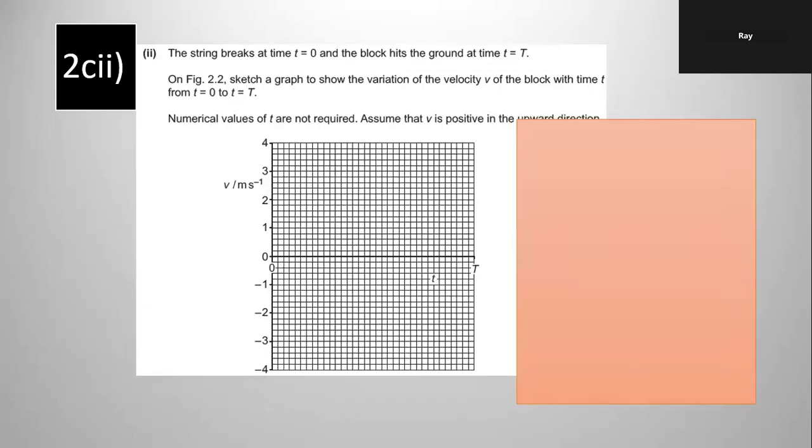The string breaks at time t equals 0. The block hits the ground at time t equals T. On figure 2.2, sketch the graph to show the variation of velocity of the block with time from t equals 0 to t equals T. Numerical values are not required, assuming v is positive in the upward direction. So how should the shape look like?